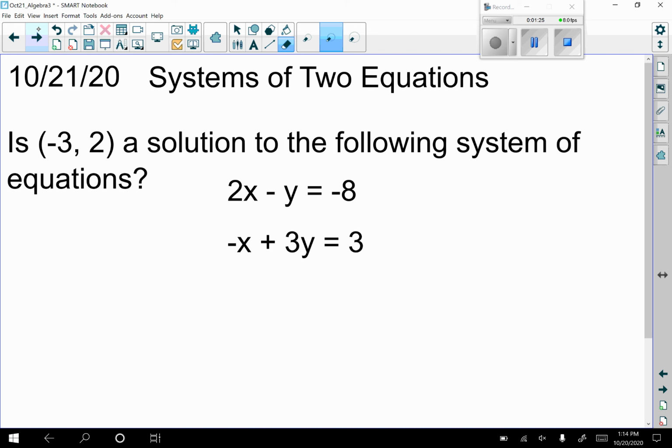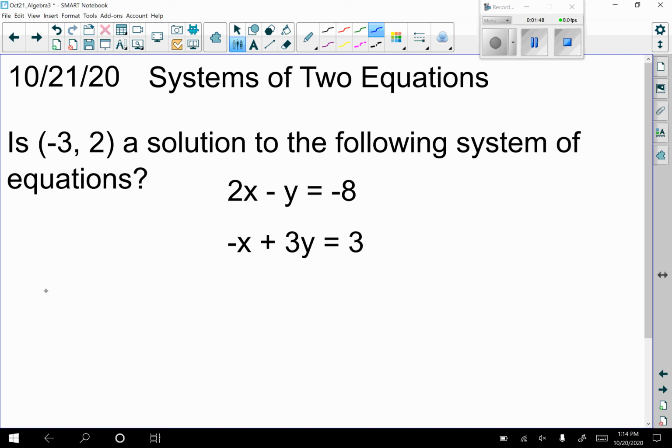All right, so again with systems of equations, we always want to make sure we fully understand what it means for an ordered pair to be a solution. So I want you guys to pause the video, see if you can determine if this ordered pair is a solution to this system of equations. What we want to be able to do is check both equations. The solution needs to satisfy both equations.